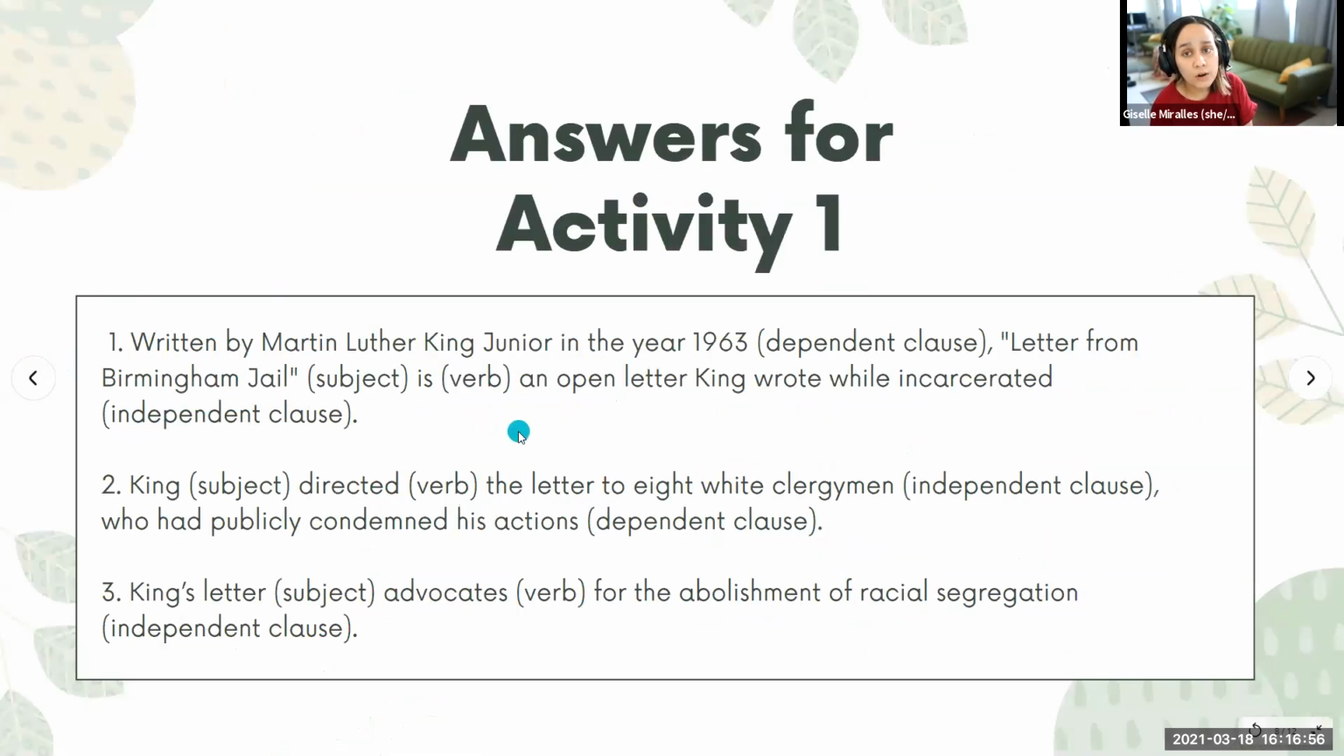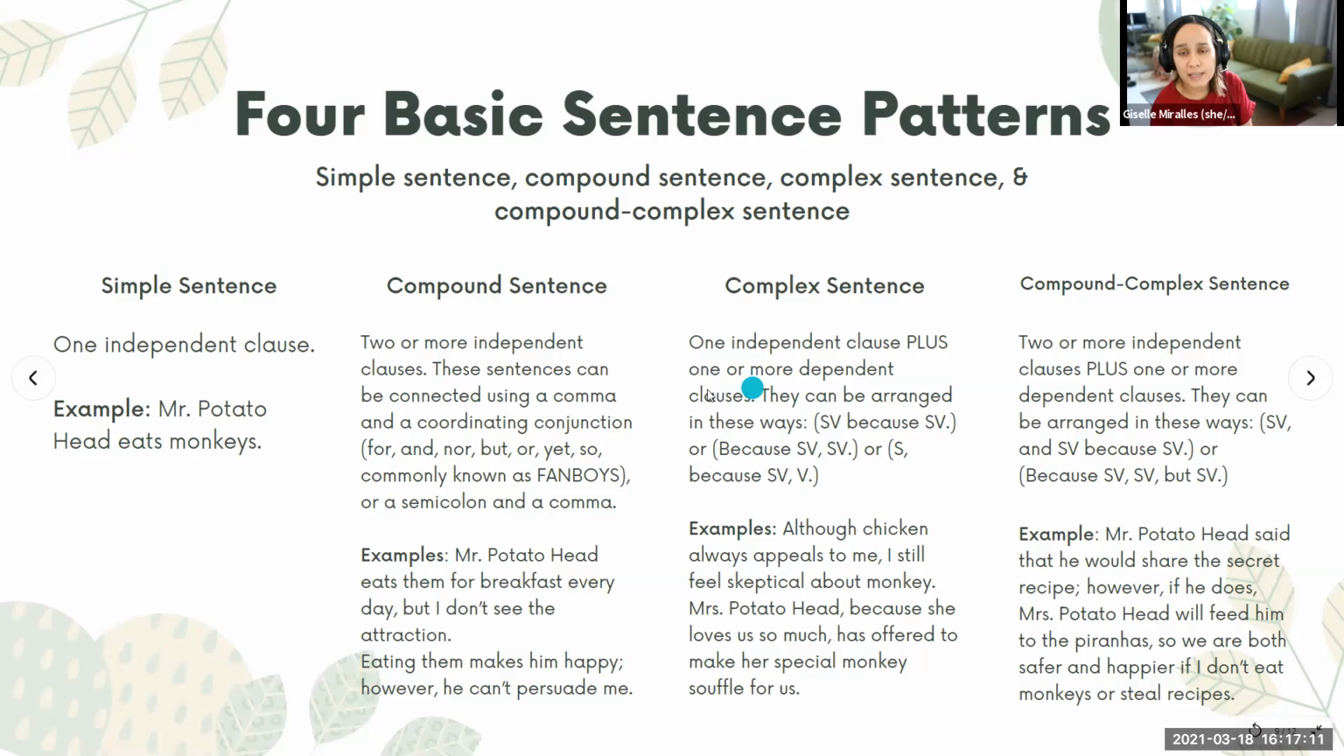These two here are also complex sentences. "Written by Martin Luther King Jr." is a dependent clause. "Letter from Birmingham Jail is an open letter King wrote while incarcerated" is an independent clause. So this would be considered a complex sentence because it ticks the boxes for one independent clause plus one or more dependent clauses. Notice how it says one or more dependent clauses. That means you can have multiple dependent clauses in a sentence.